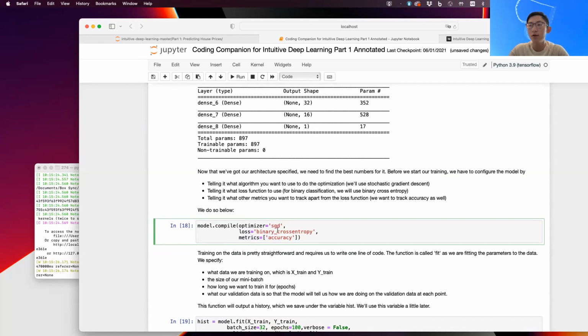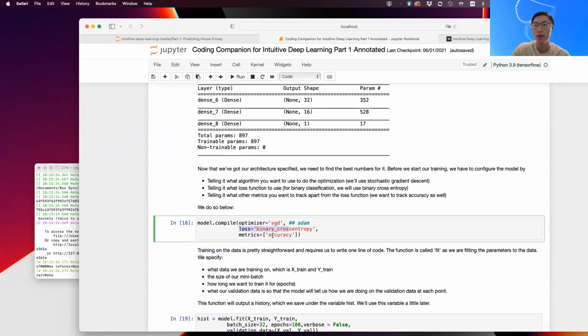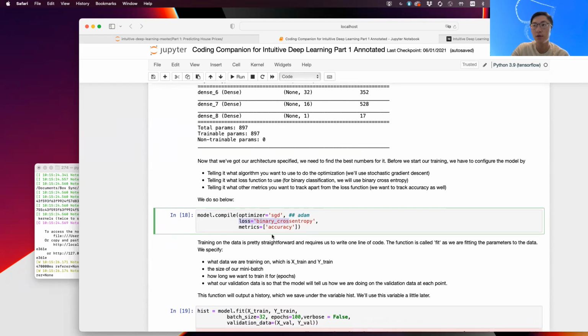So SGD, we have learned this stochastic gradient descent. And another commonly used optimizer is the so-called Adam optimizer. I think these two are most commonly used. And then for binary outcome, people mostly use the binary cross entropy loss function. This essentially defines the objective function.